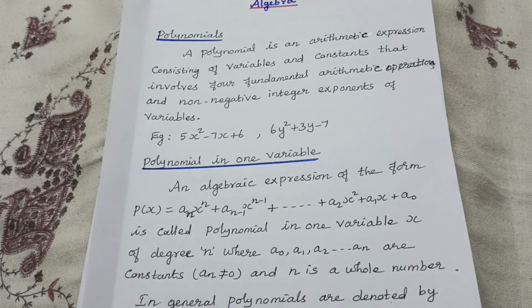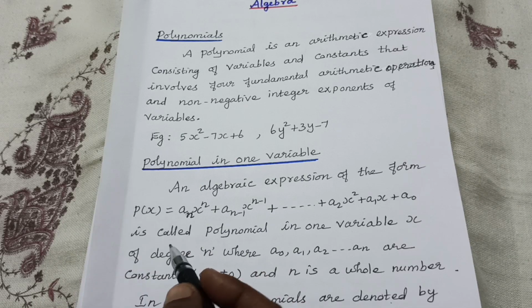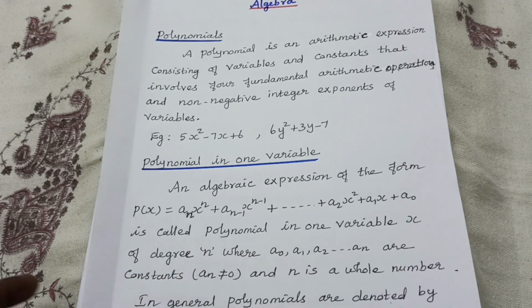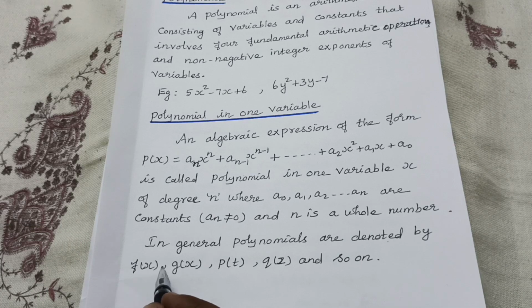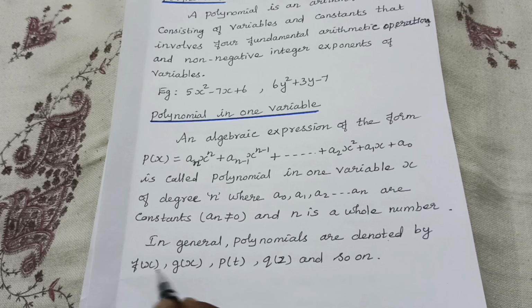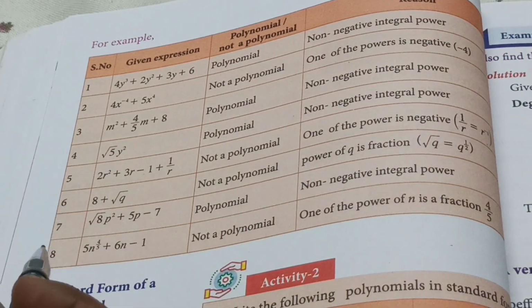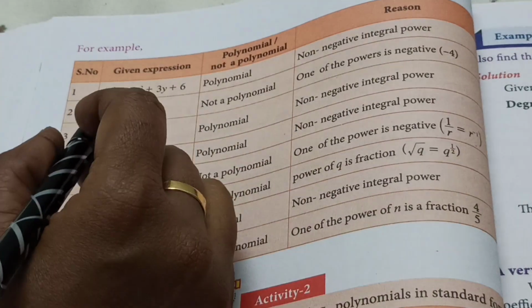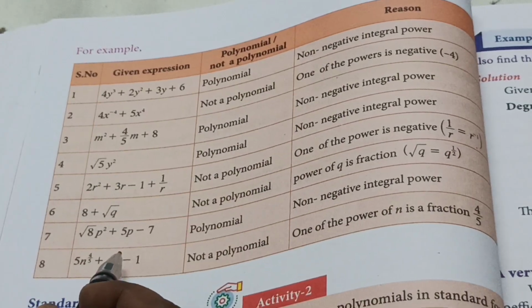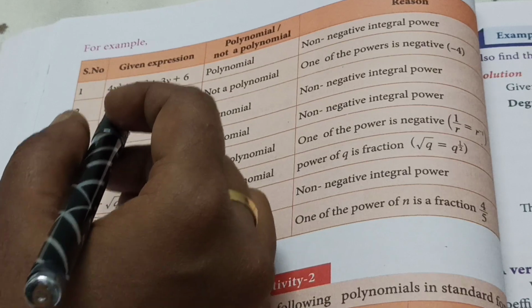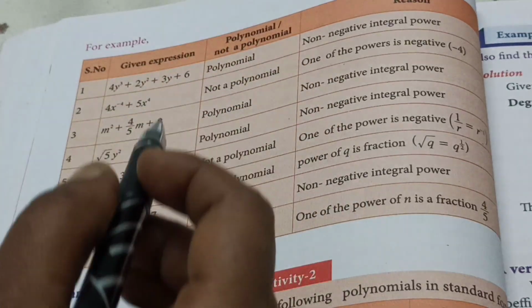Okay, in general polynomials are denoted by f of x or p of x or g of x, p of t, q of x, like that we can take. Okay, in general polynomials are denoted by what? F of x, g of x, p of x, like that we can take. Okay. For example, some expressions are given here. This expression is a polynomial or not a polynomial, we have to find.